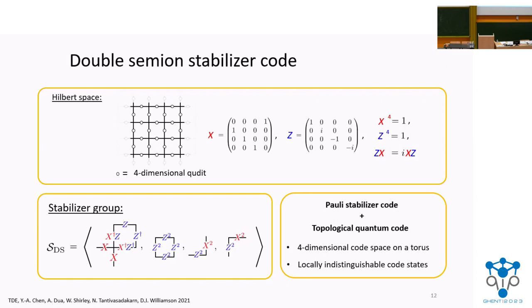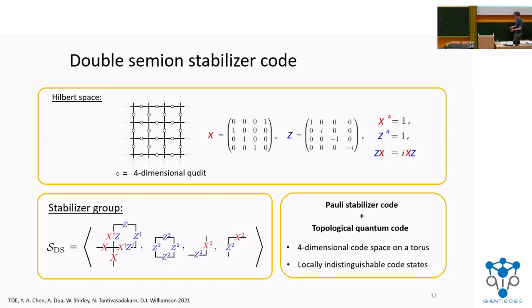Here, the stabilizer group is a little more complicated. Now, don't worry about the precise structure of this stabilizer group. I'll explain where this comes from in just a moment. But it can be checked that these terms, these stabilizers, are indeed stabilizers. They're mutually commuting. And it can be further checked that this is a topological quantum code. One indication is that the dimension of the code space depends on the topology of the system. For example, if you put this stabilizer code on a torus, the code space has dimension 4.